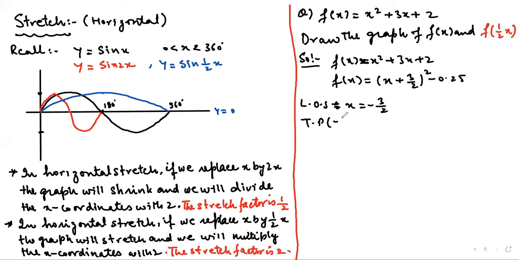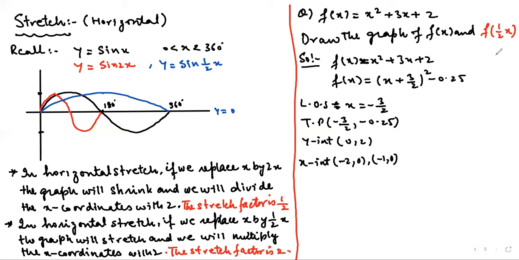The turning point is (-3/2, -0.25). The y-intercept is (0, 2) and the x-intercepts are (-2, 0) and (-1, 0). Now, what about f of half x?